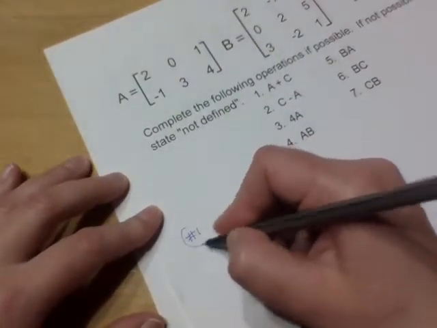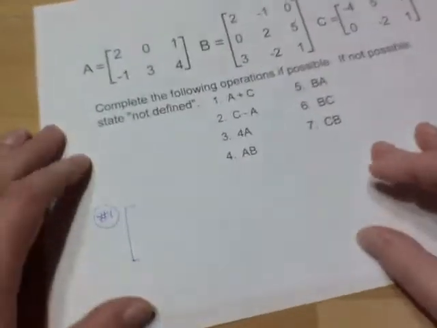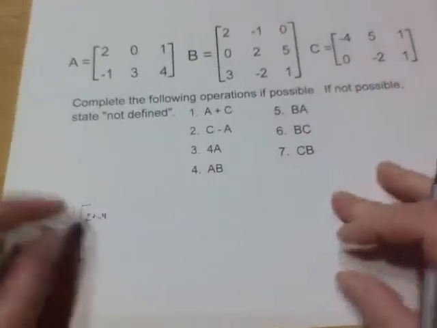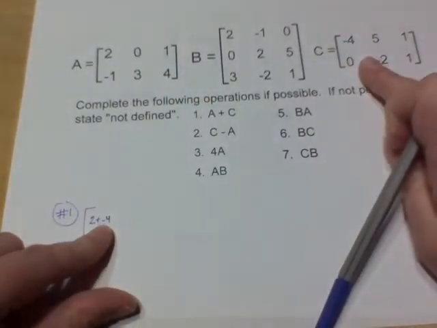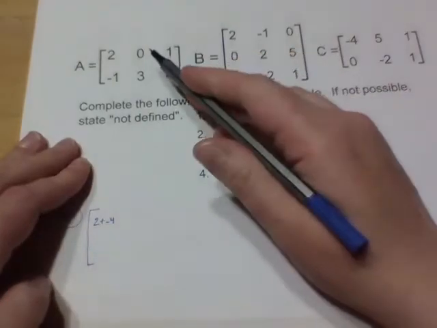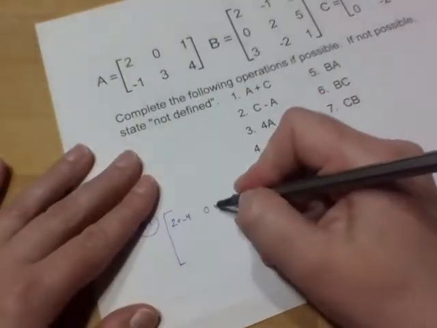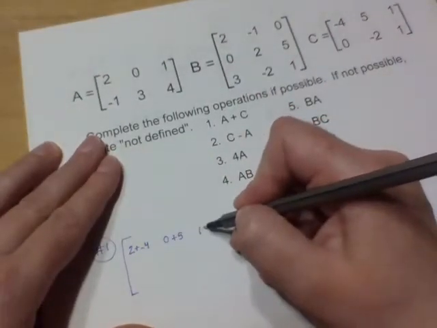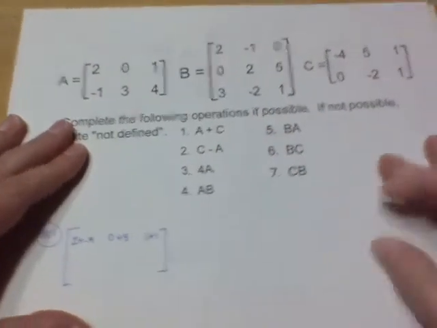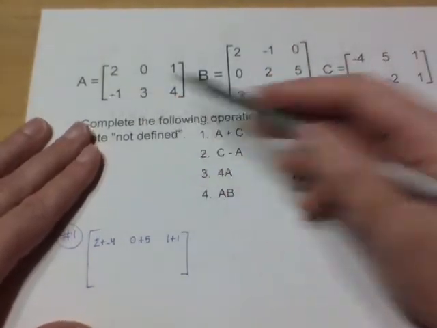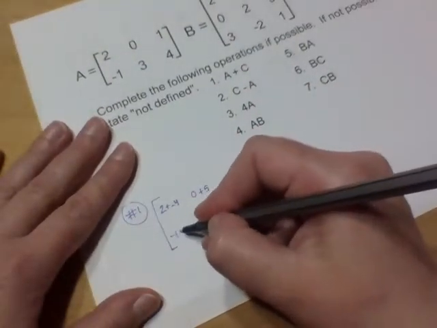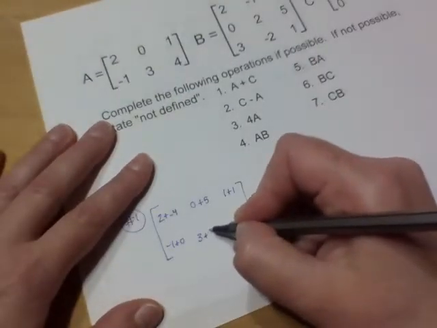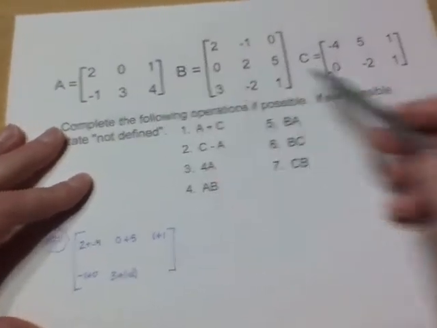And so number 1, the resulting matrix is going to be 2 plus a negative 4 for that first top left piece. Then we're going to have 0 plus 5 for that middle piece. And a 1 plus 1 for that third column top. Then the next one is going to be negative 1 plus 0, 3 plus negative 2, and 4 plus 1.